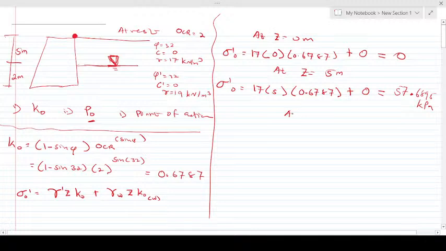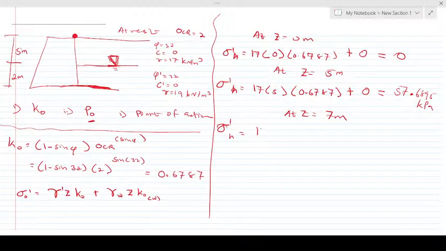Now again, at z equals 7 meters, sorry, it's an h, not z. At h equals 7 meters, our lateral stress becomes what? So now over here, note something. We are finding our lateral stress at this point. So in situations where you have a water table, you do your computations with the first part of the computation dealing with the fact that there is no water.